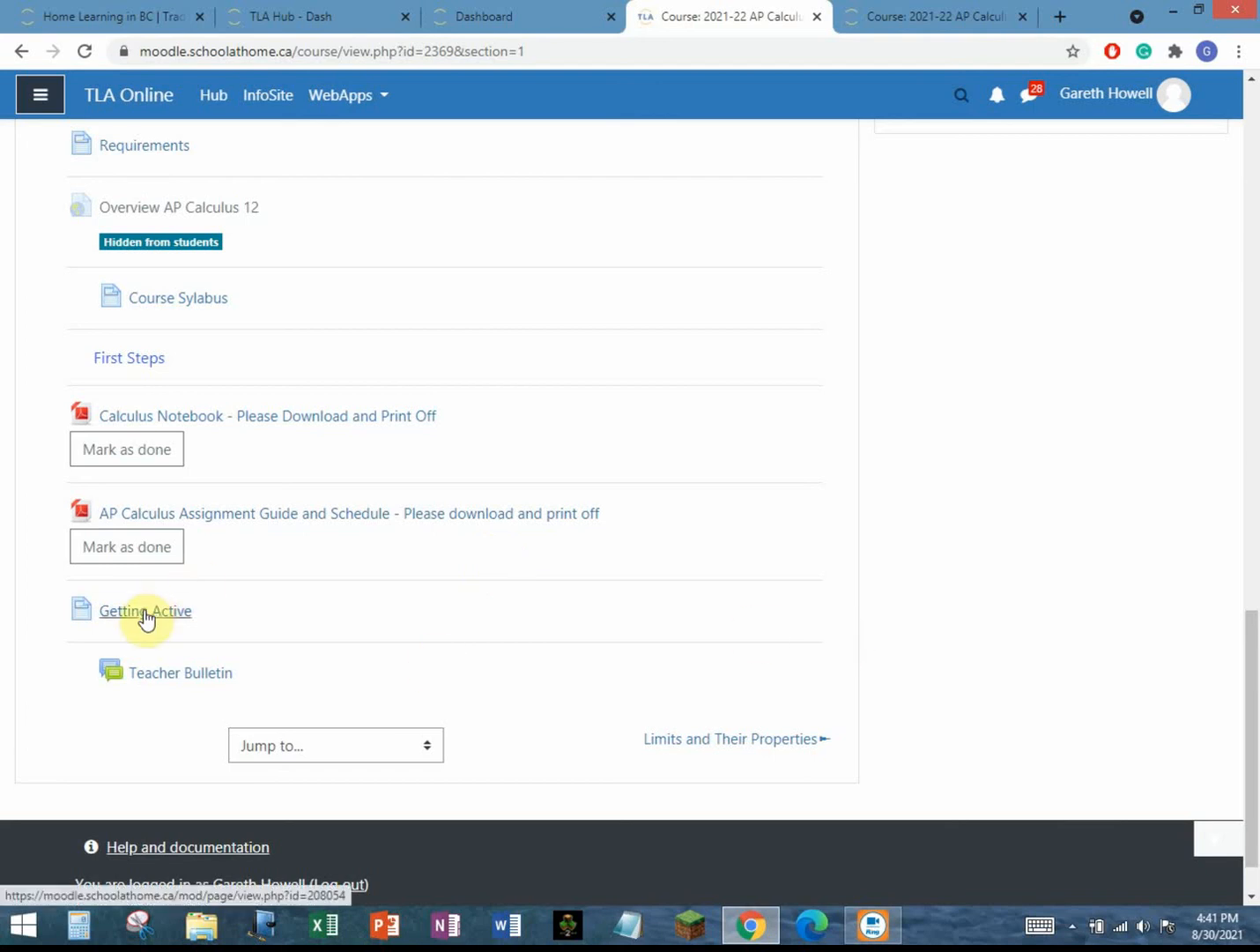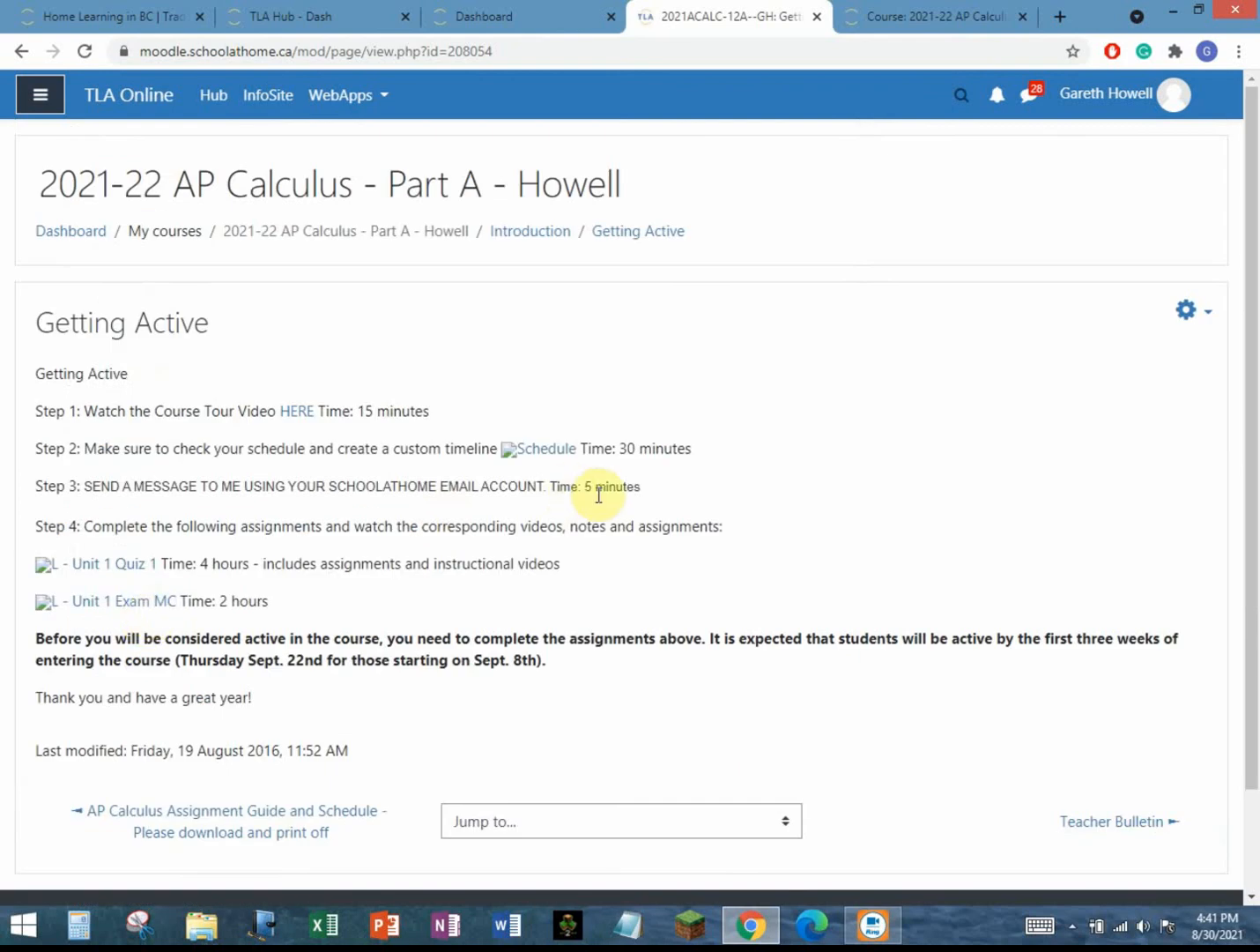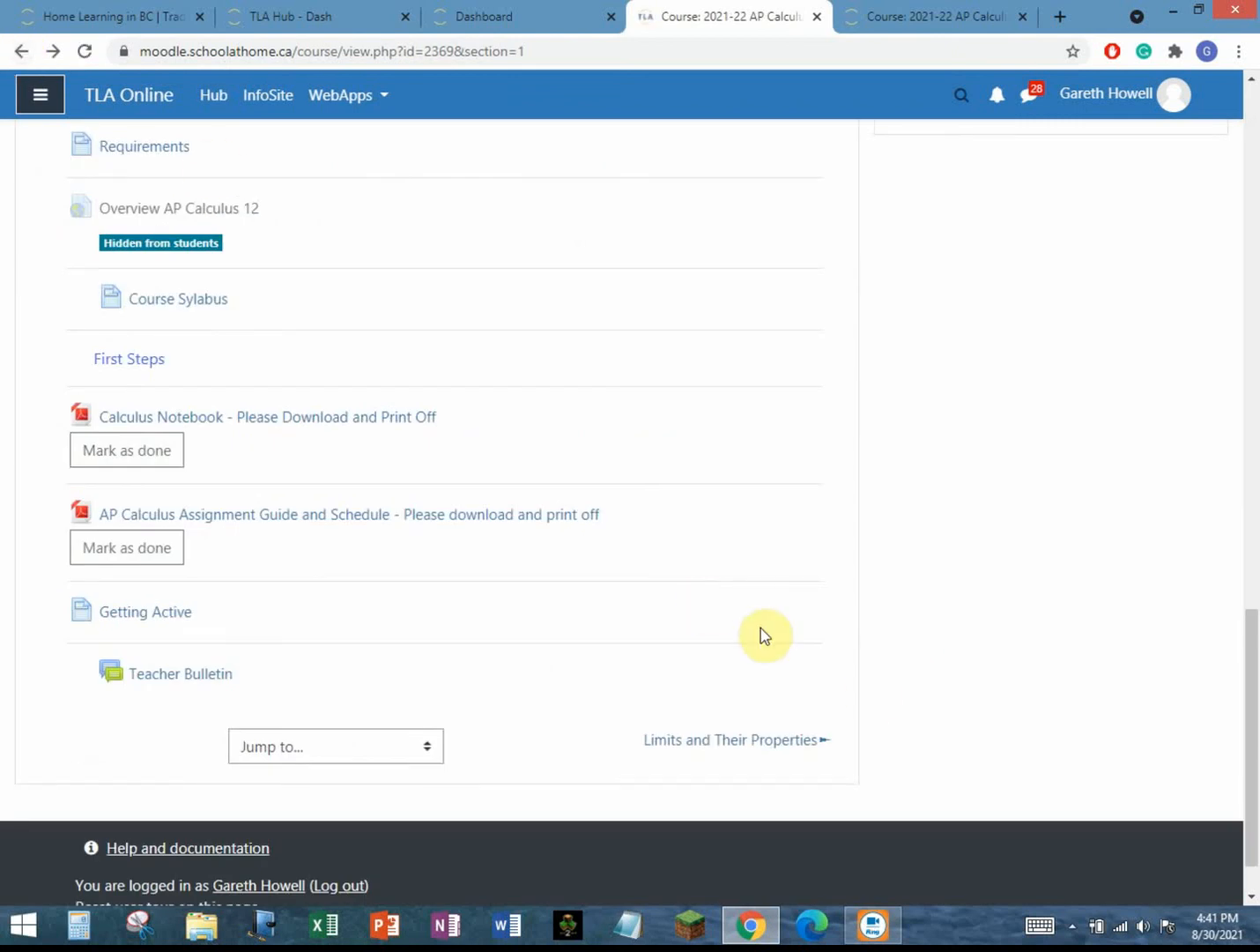The Getting Active section, all this really does is it outlines from the course what assignments you need to do in order to become active in this course. So, for example, you have the Unit 1 quiz and the Unit 1 exam. So once those 2 items are done in the course, then you are considered active in the course.